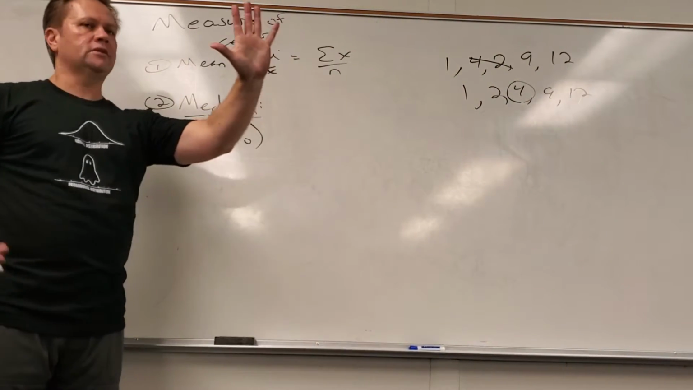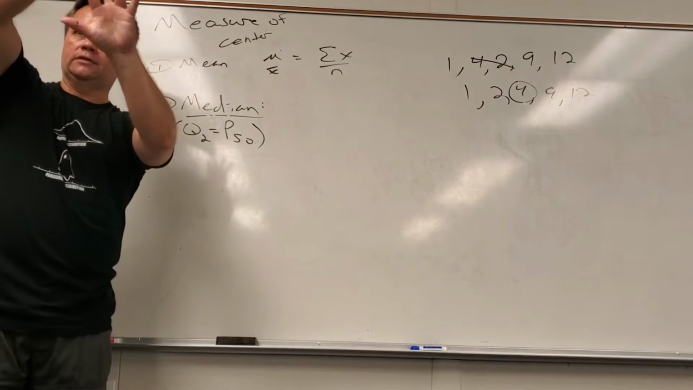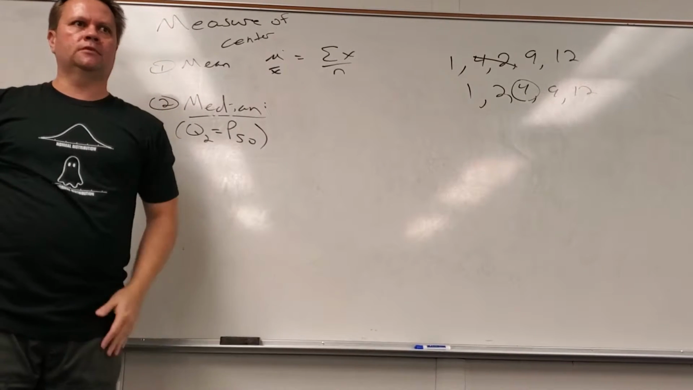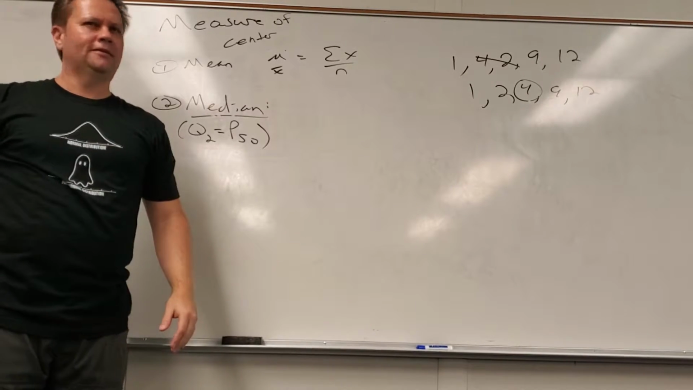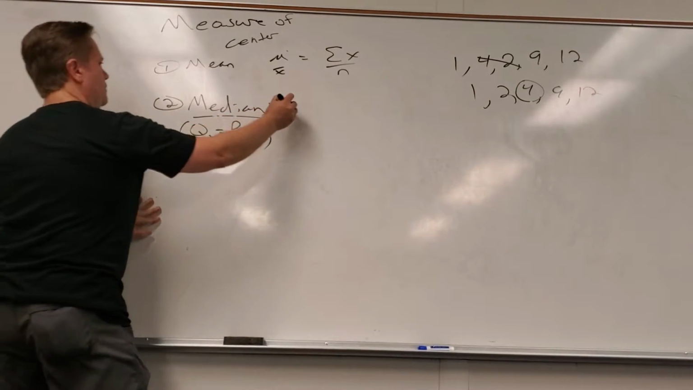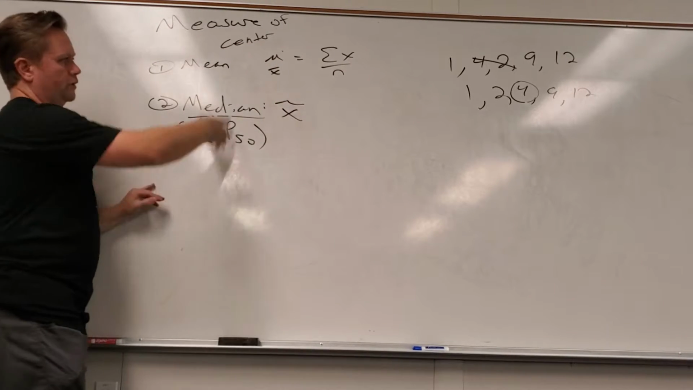And that was 5 numbers, an odd number. There will be an answer that is a data point. There will be something in the middle. I like it. All right, so that's the median.